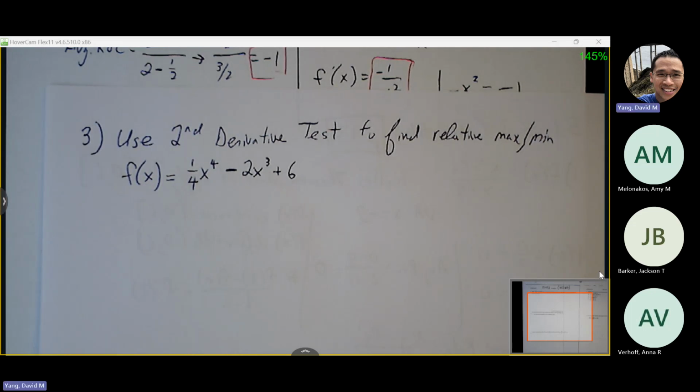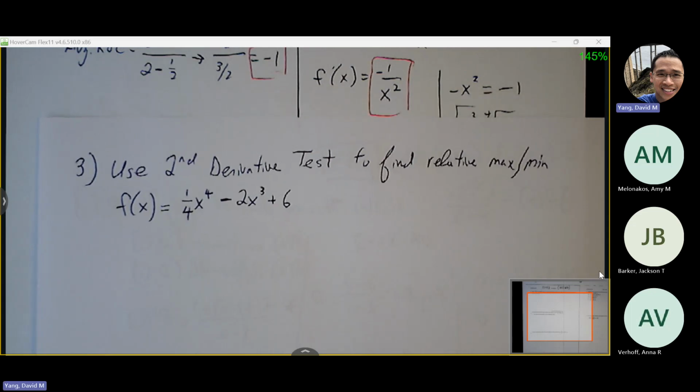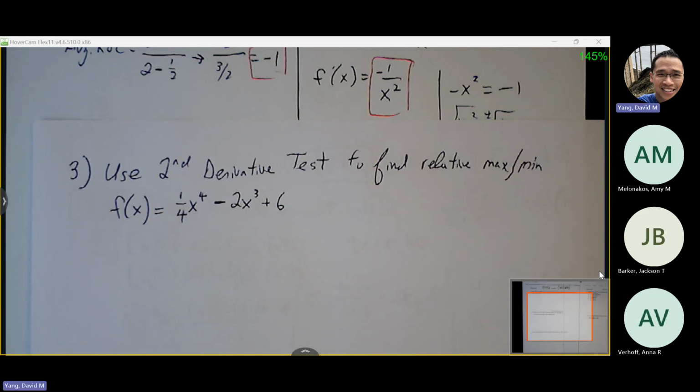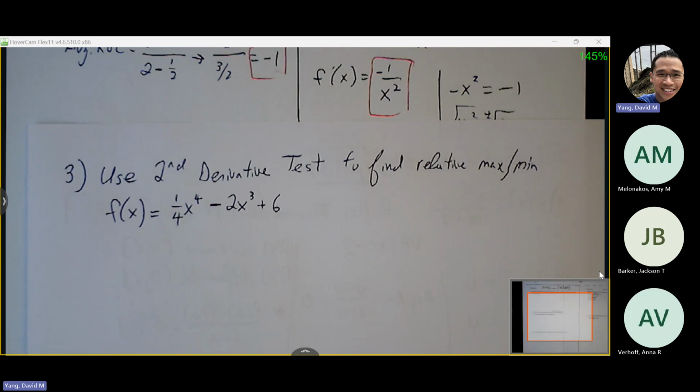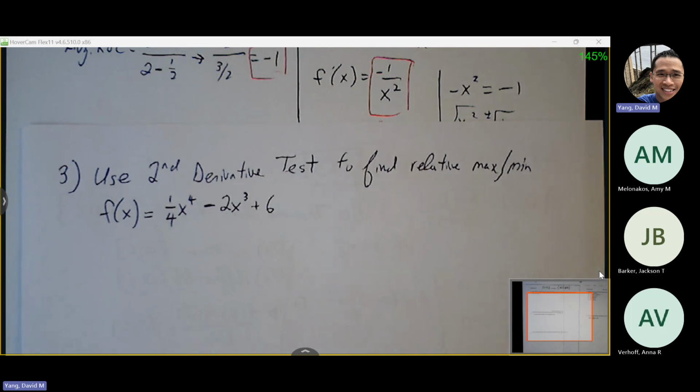So when we do a second derivative test, we start off the same way as first derivative test. We find f prime. We set f prime equal to 0. We'll find our critical points. Okay. But from there, the paths will be different. We're not going to do a sign line. We're going to rather plug those candidates into f double prime.